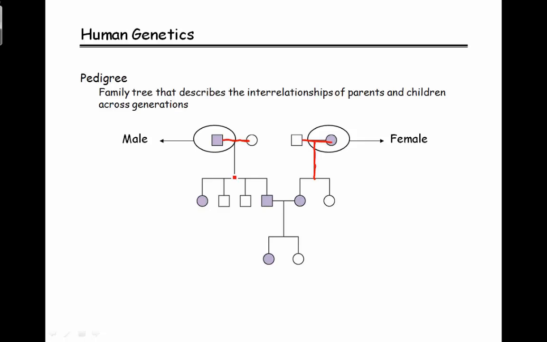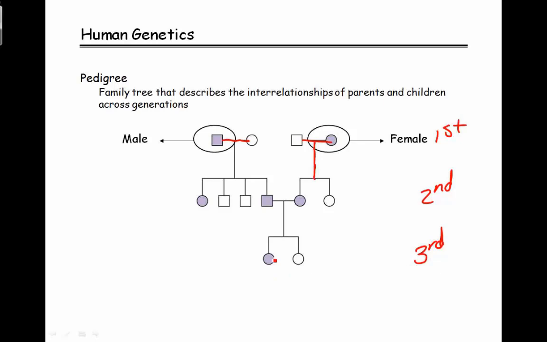Another thing that we can see when we look at a pedigree like this is we can see generations. The generations are in the rows. So this would be the first generation up here. This would be the second generation. This would be the third generation down here towards the bottom. We can see all the relationships between individuals.